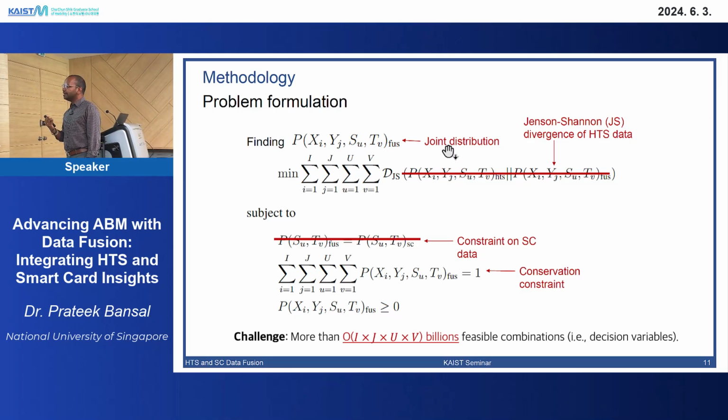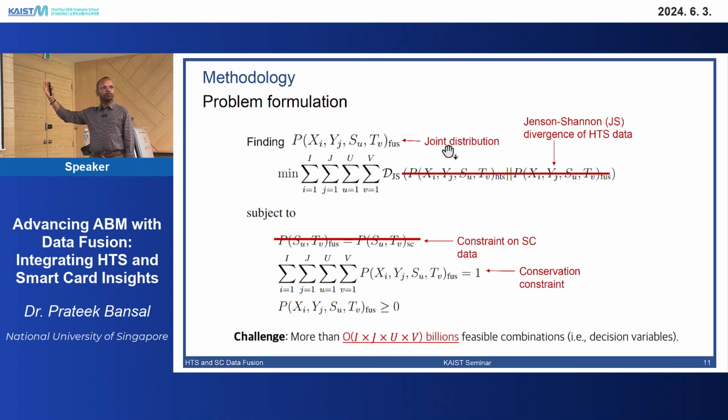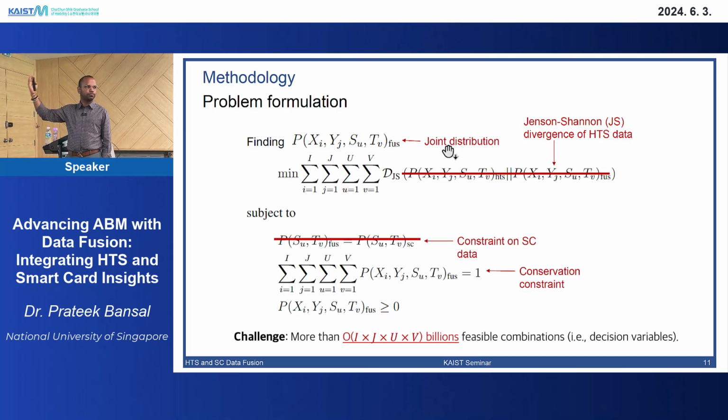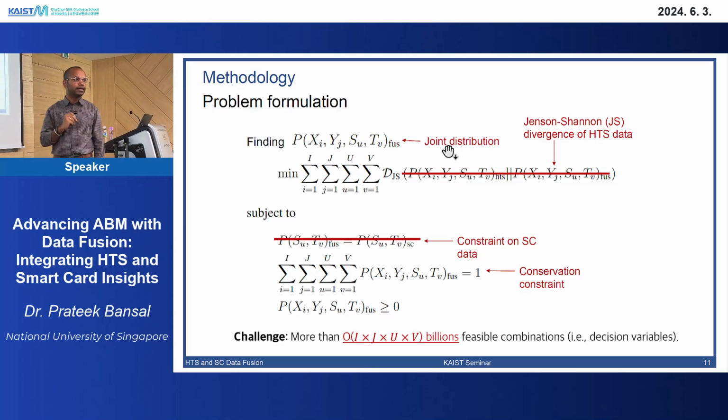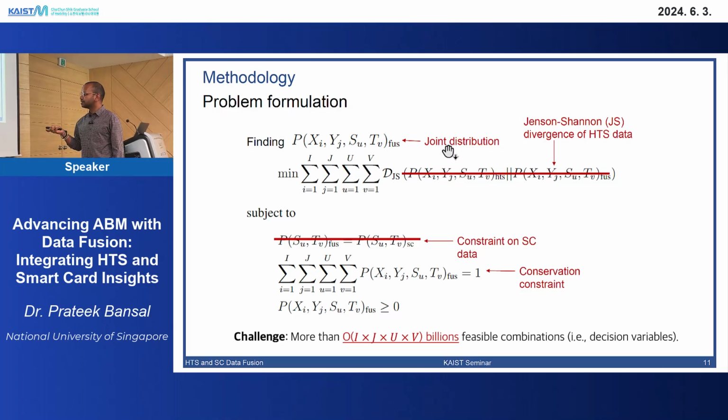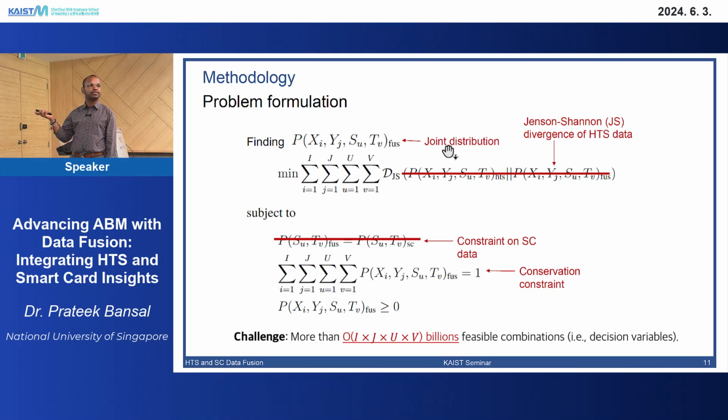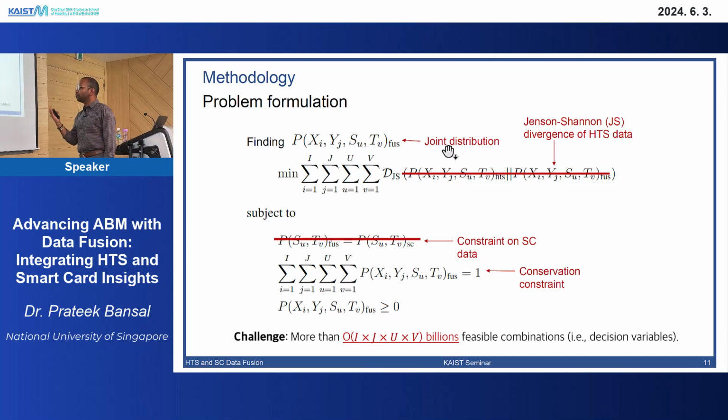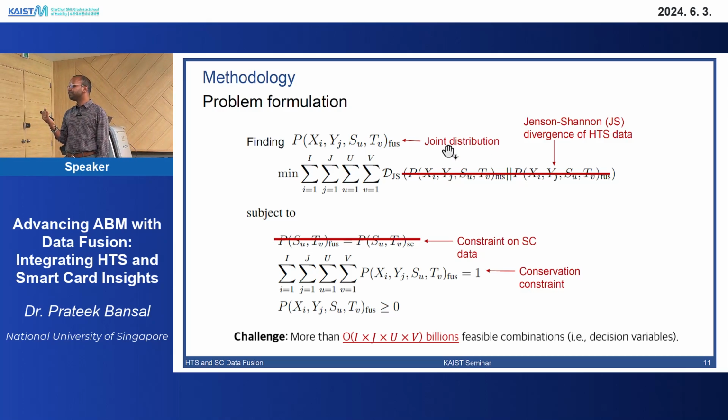So ideally, this is what the problem looks like: we want to minimize the distance between the fused distribution and the joint distribution while maintaining the distribution that we observe in the SC data. This constraint is nothing but the probability mass summing to 1 across all the points in the space, and this one says the probability mass should be greater than or equal to 0 at any point. This seems like a good way to define the problem, but it has too many variables. It's difficult to solve the problem as it is.